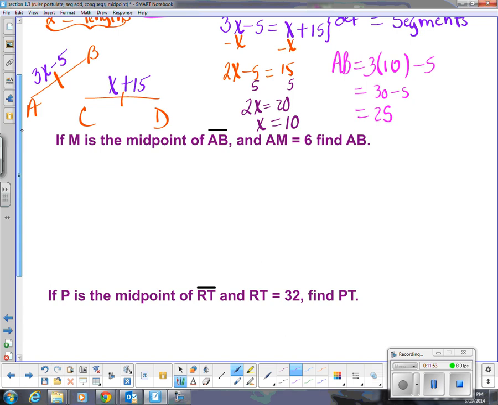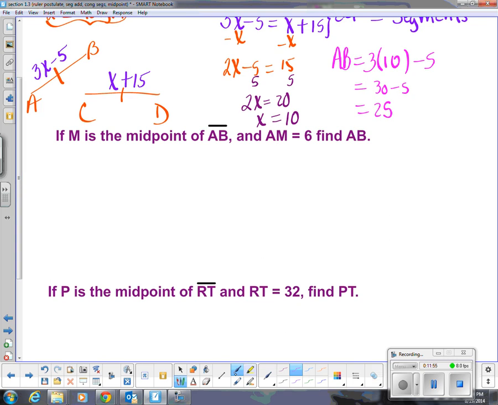Next question. M is the midpoint of AB. Draw, mark, label. I can't even begin to tell you how important this is. If you don't do it, you may be lost. So this is A, B. We've got M to be a midpoint. What does that mean? That means this segment, mark it, is congruent to that segment.